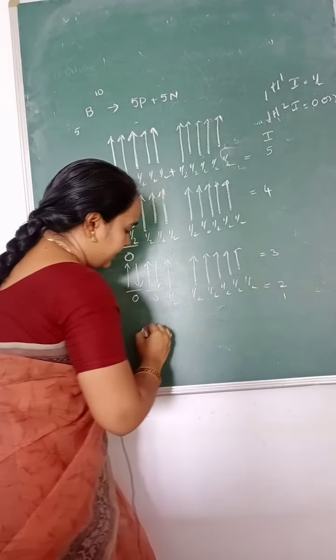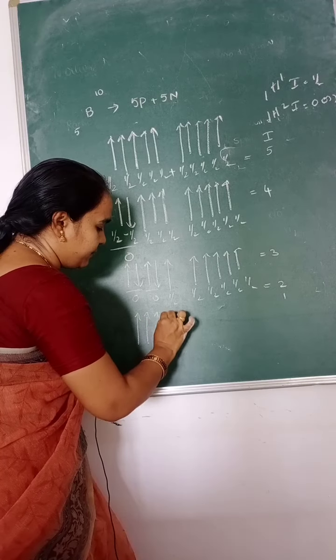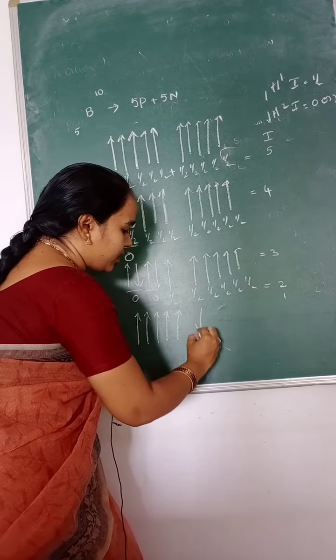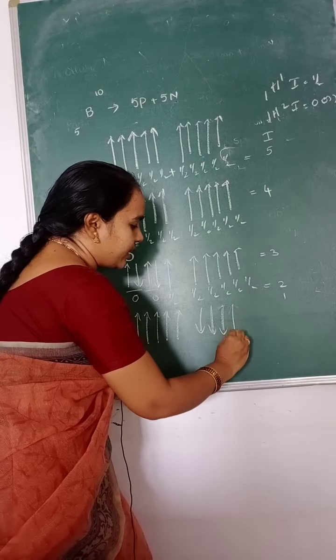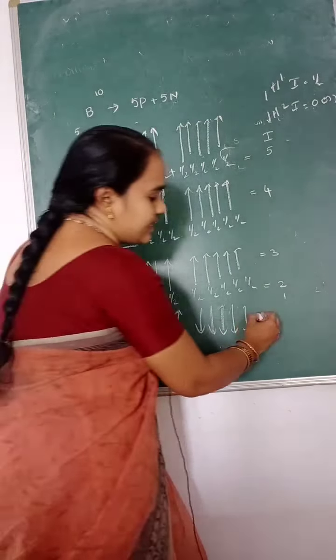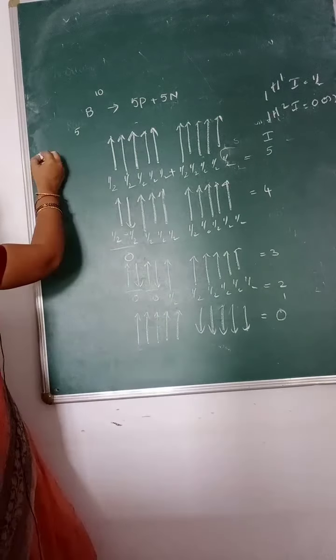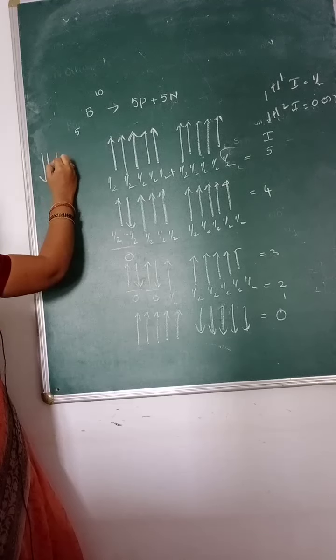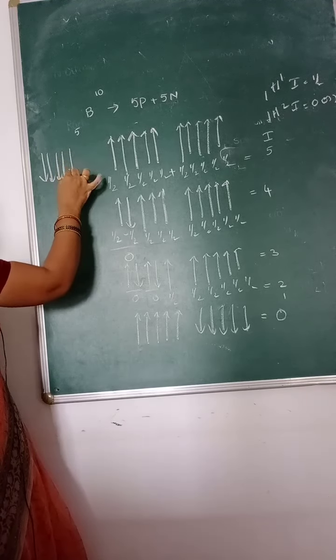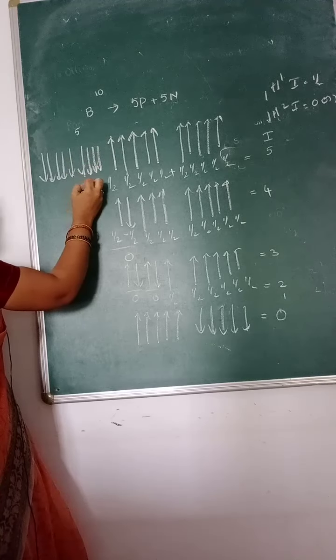Next, if all the protons are oriented in the upward direction and all the neutrons are oriented in the downward direction, that is with spin minus half, then the resultant spin is 0. Or if all the protons are oriented in the downward direction, then the resultant spin is minus 5.